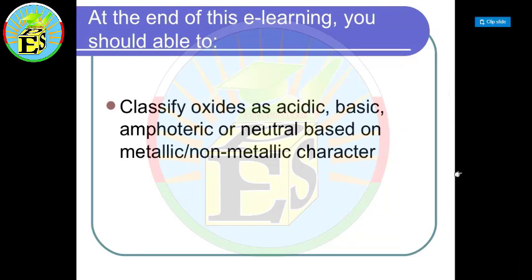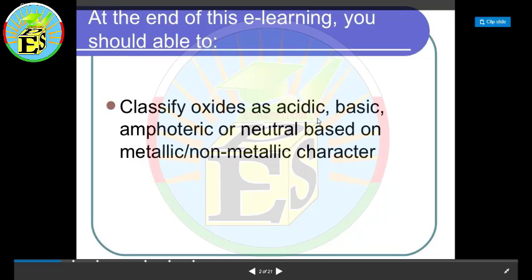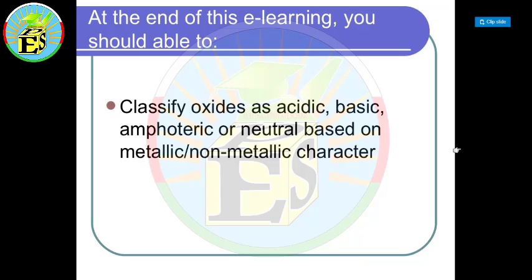What are the outlines? Classify oxides as acidic, basic, amphoteric or neutral based on metallic or non-metallic character. You have to tell which oxide is acidic, which oxide is basic, which is amphoteric and which is neutral.